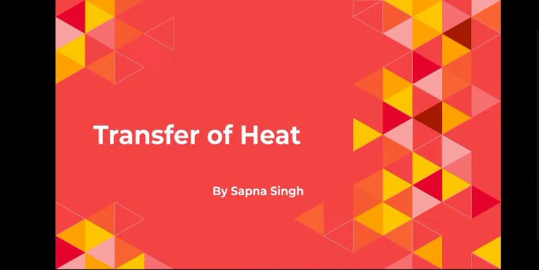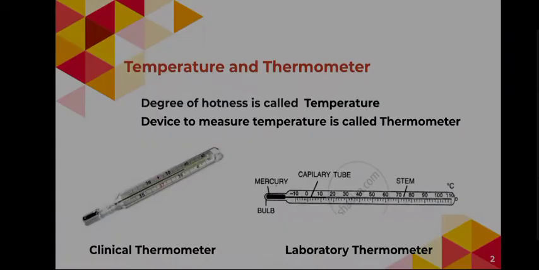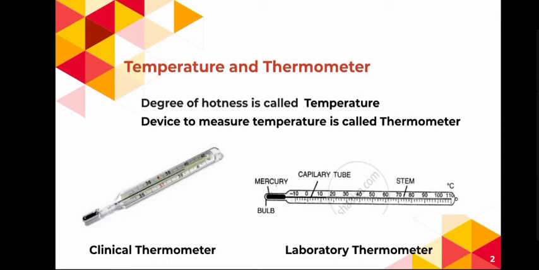Children, in the last session, we had discussed heat. Heat is a form of energy. The degree of hotness is called temperature. We use a device to measure the temperature. It's called a thermometer. Then we had seen two types of thermometer, clinical thermometer and laboratory thermometer.